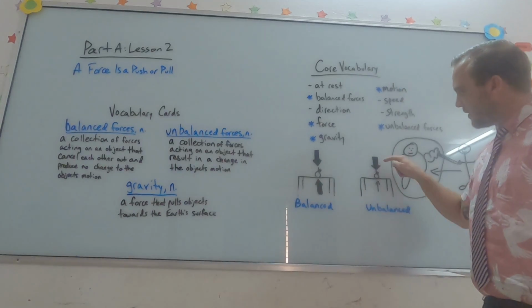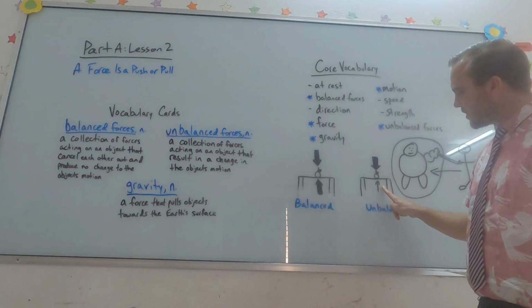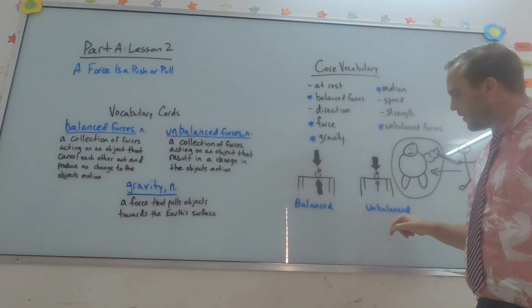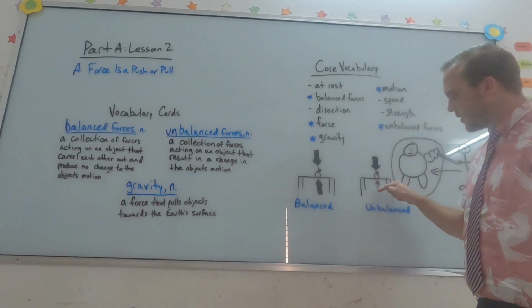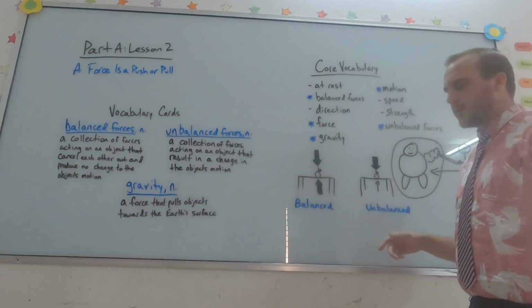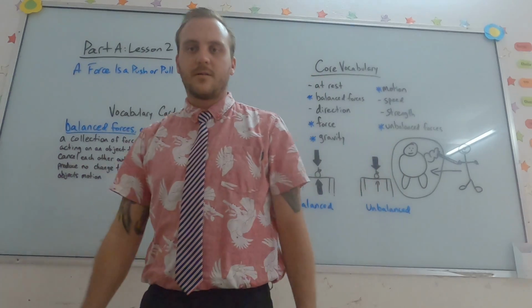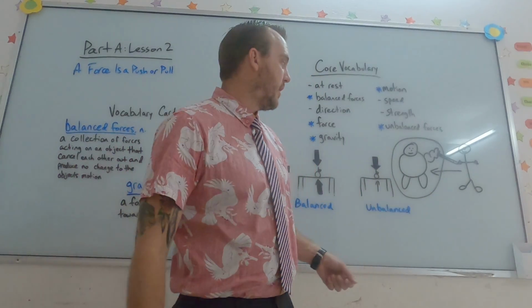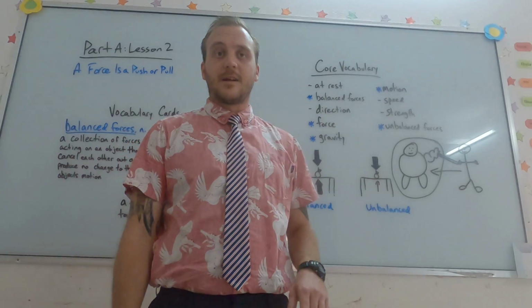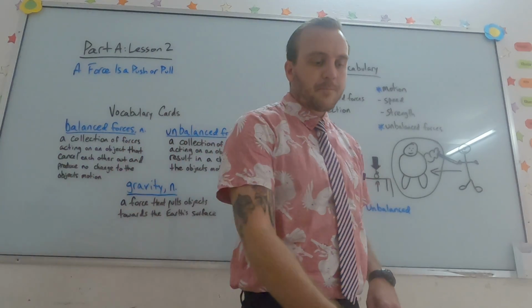In this drawing, the force of gravity is much stronger than the force of the apple. So this will cause the apple to break through the table. So I don't know what the table's made out of, maybe plastic or some sort of wet cardboard, but for whatever reason, it's not strong enough to support the apple.